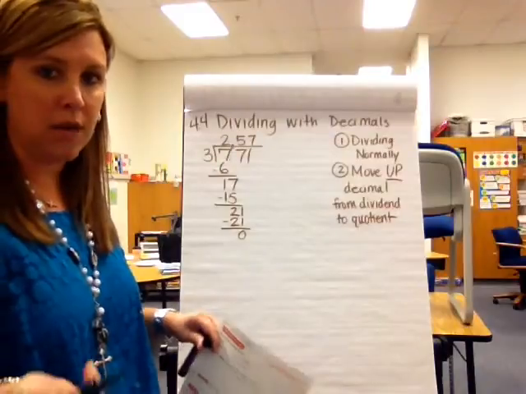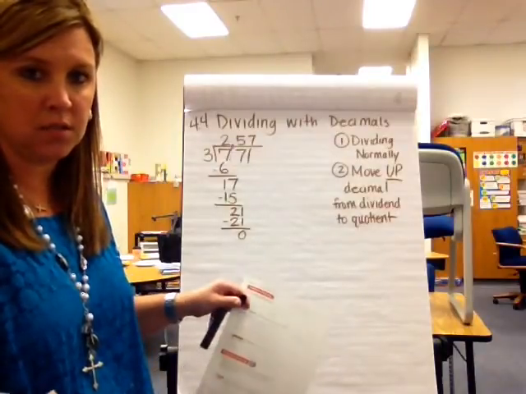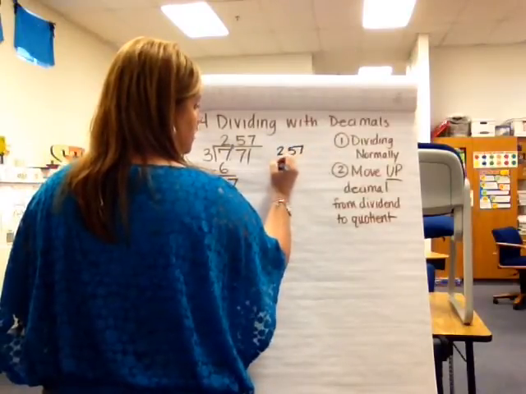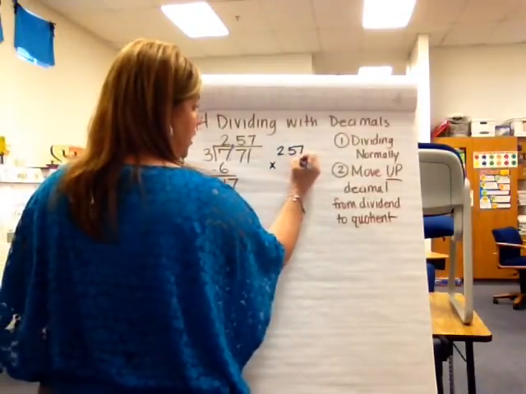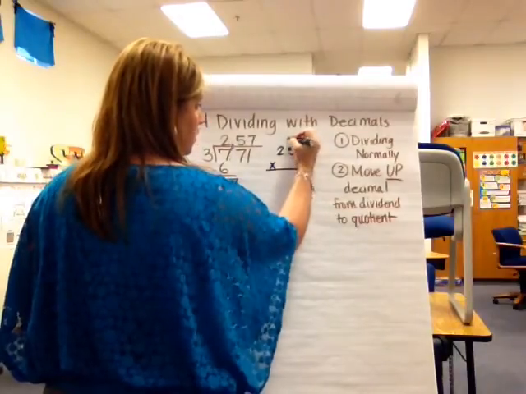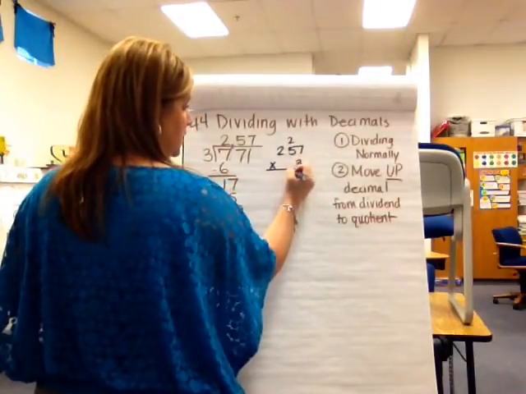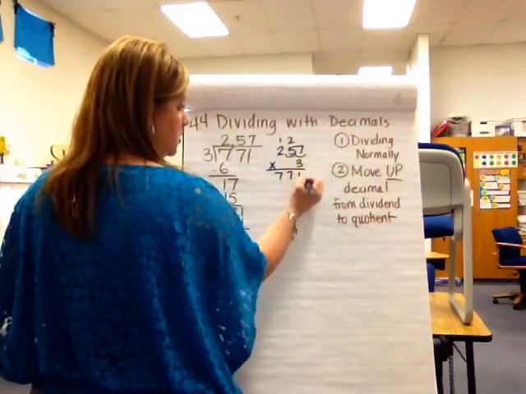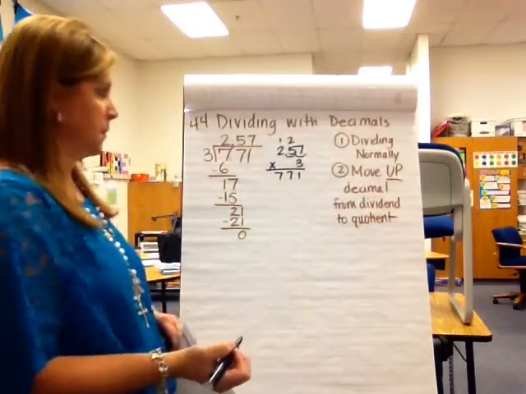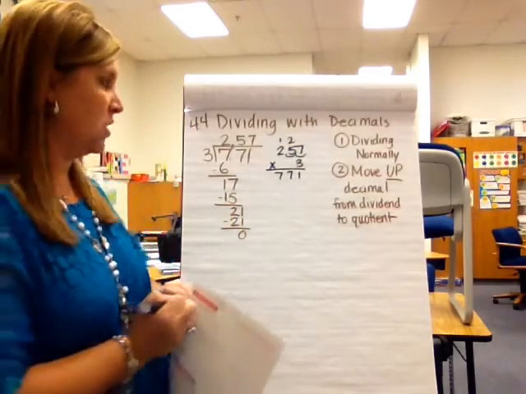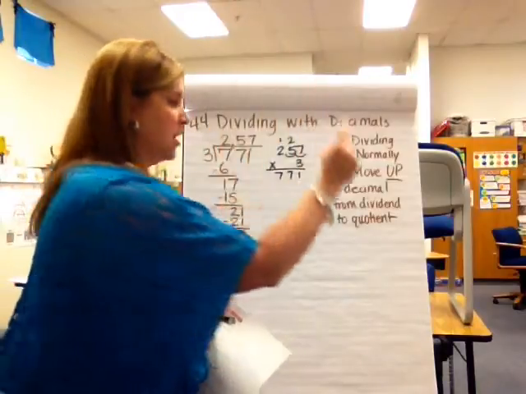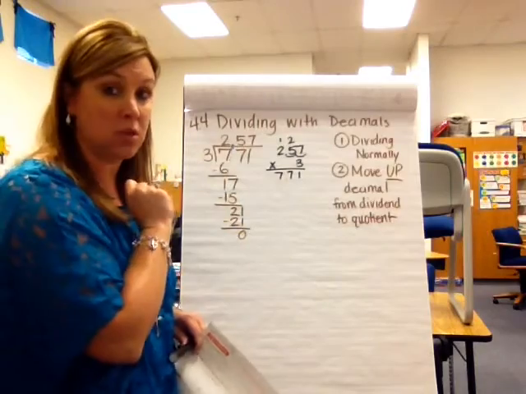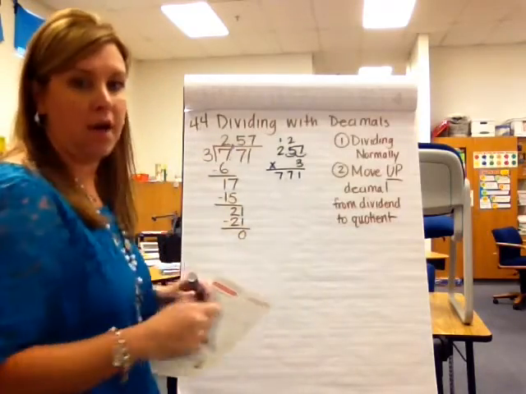How can I check? How do I know? The inverse of division is multiplication. 2 and 57/100 times 3. 21, 2, 15, 16, 17. Carry my 1. 2 times 3 is 6, plus 1 more is 7. Tenths, hundredths. Once again, you're dividing normally, and you're only moving up your decimal from the dividend into the quotient. All right, next problem.